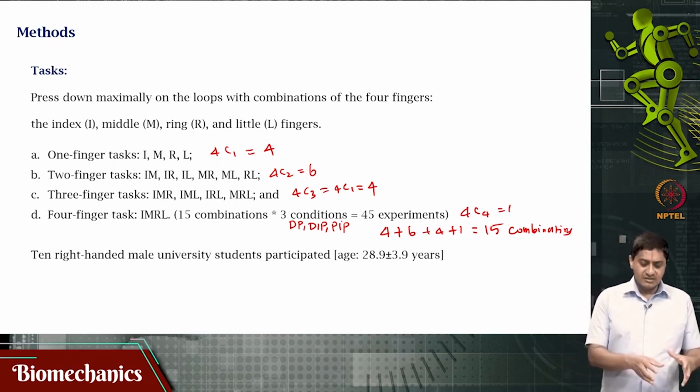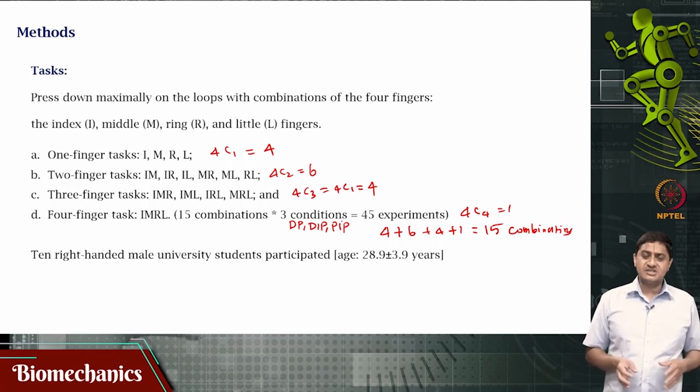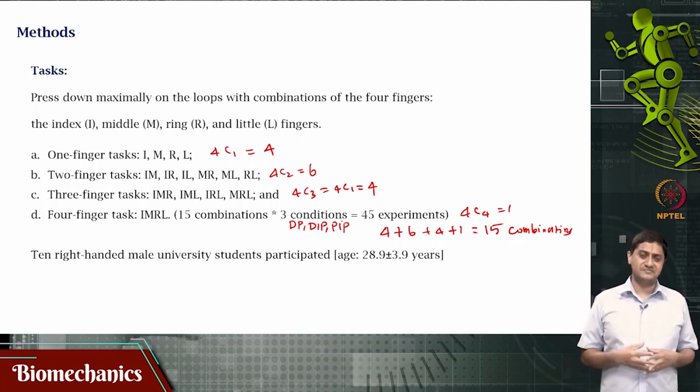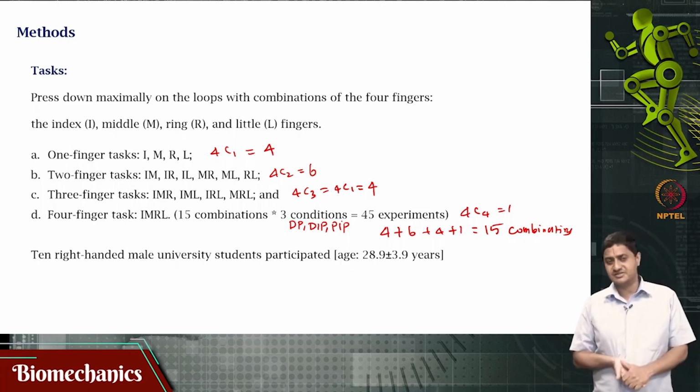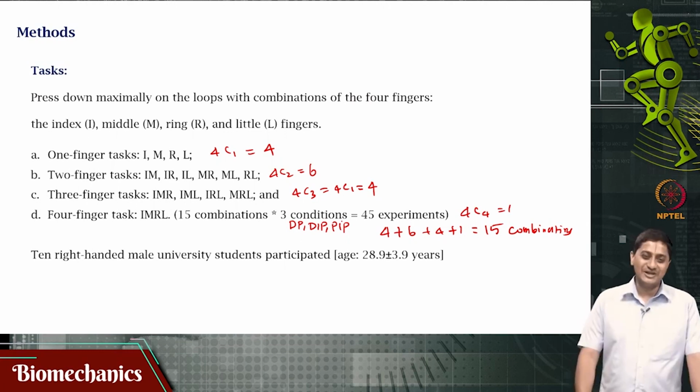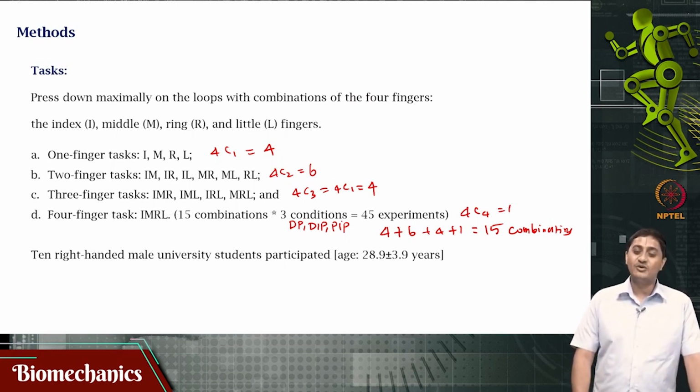So these are the combinations for which the instruction is given. Forces are measured in all the fingers in all cases. Okay, forces are always measured in all the fingers in all the conditions, but these are the instructed or the master fingers. Okay, these are the various possibilities. So we will continue this discussion of how they analyze this data and maybe even some of the results in the next video.